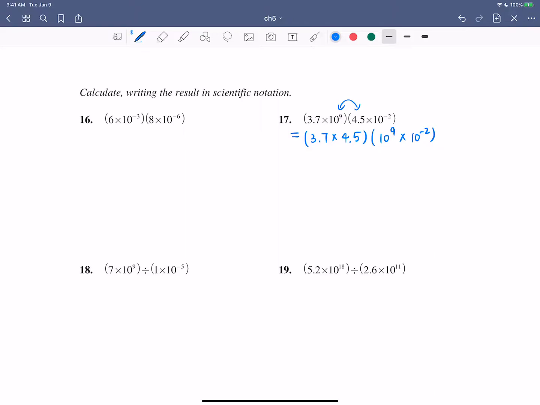So let's multiply the first part: 3.7 times 4.5. Of course, you could use a calculator, but if you don't have access to one, we're going to do the multiplication. 5 times 7, that's 35 with a 3. 3 times 5, that's 15, plus 3, you get 18. 4 times 7, that's 28. 3 times 4, that's 12, plus 2, that's 14.